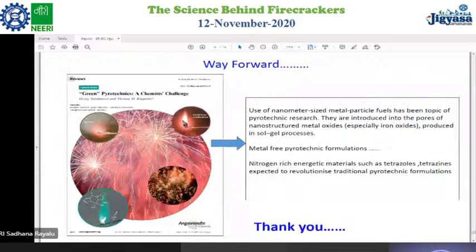So for your reading, this is a very, very interesting article which is of huge interest to any chemist who wants to start his or her career and satisfy his curiosity as far as the chemistry of fireworks is concerned. So please go through it, and if you do not get access to this article, do write to me. I'll definitely share this article with you.